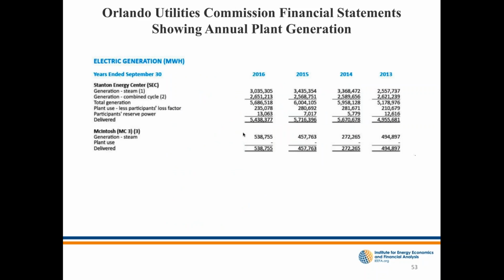At the same time, the other joint owner doesn't report costs by plant, but reports detailed information on the generation of the plant. Now, I've only copied one page, but the generation goes back, I believe, another 10 years. So you can see how the plant's operating each year, and how this happens to be 2 coal plants jointly owned by Orlando.